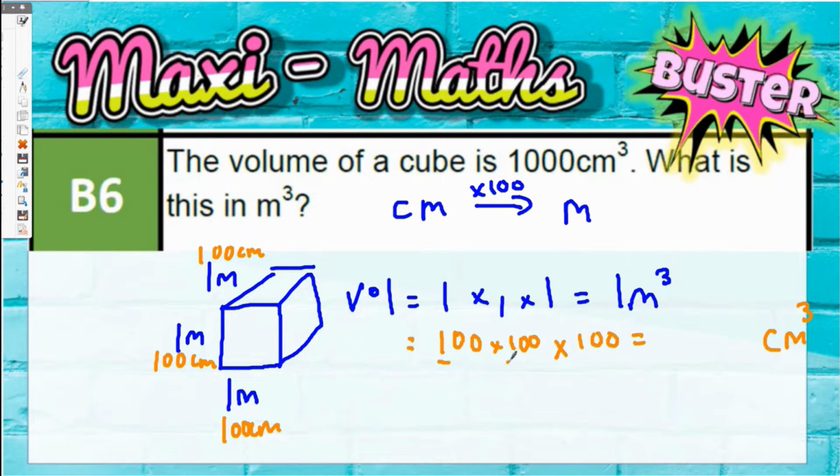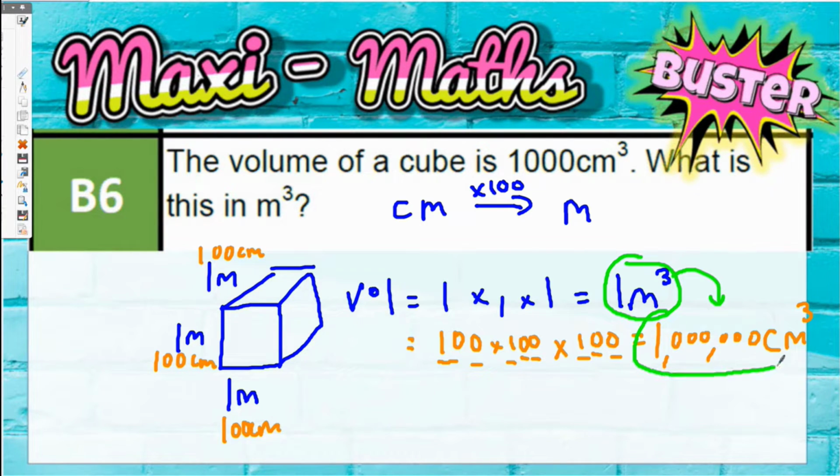Well, 1 times 1 times 1 is still 1, but we have got 1, 2, 3, 4, 5, 6 zeros to put on. So that is actually 1,000,000 centimetres cubed. Now it's the same cube. So what we're saying is that 1 metre cubed is actually the same as 1,000,000 centimetres cubed. It's just obviously one giant cube as opposed to 1,000,000 tiny cubes.